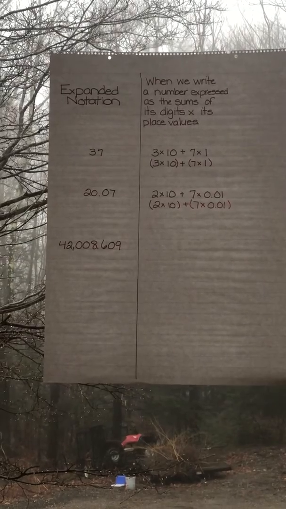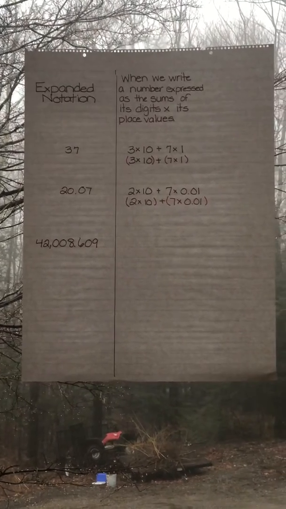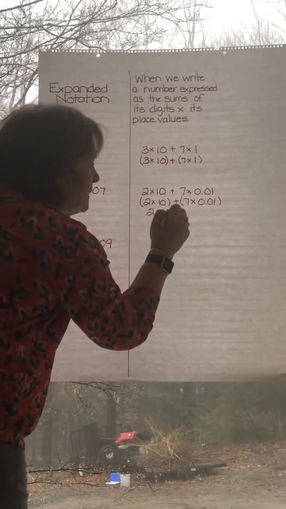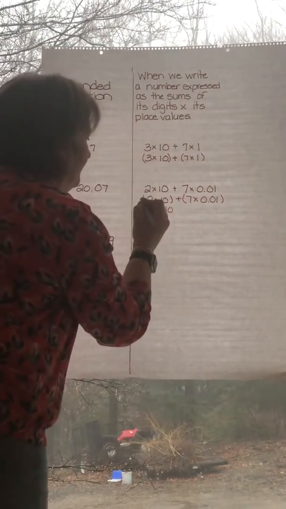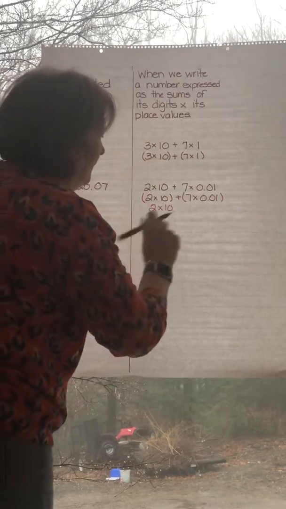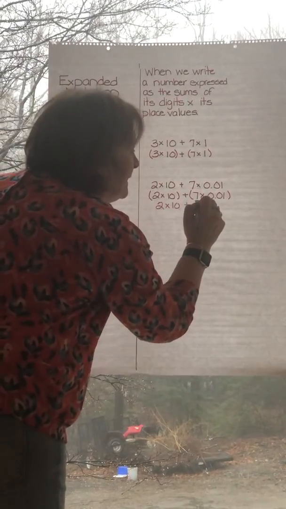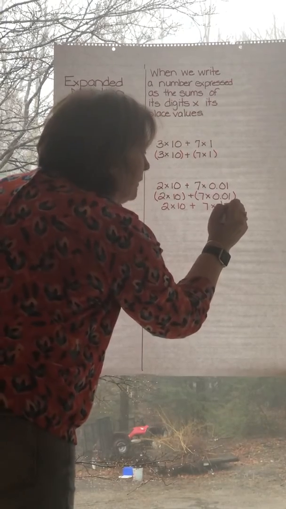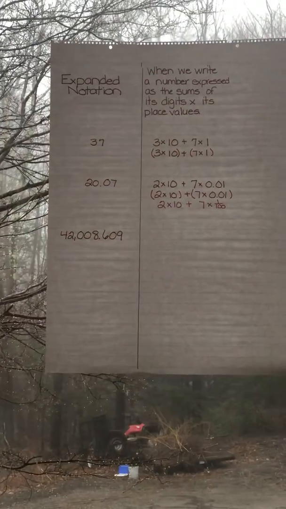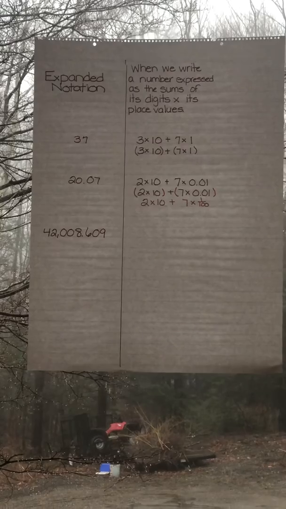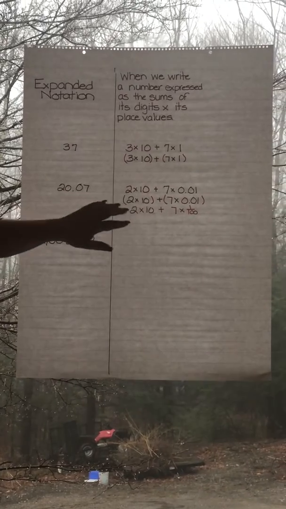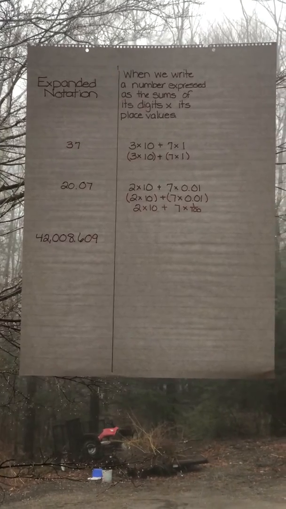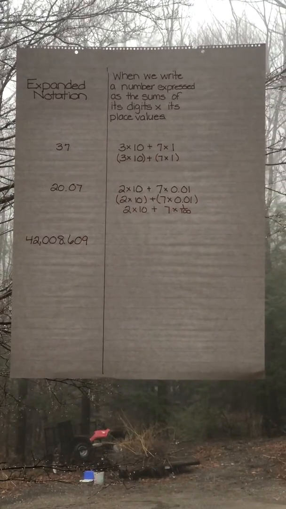And there's another way we can write that place value. We can say 2 times 10, I'll leave the parentheses off this time, plus 7 times 1/100. So you might see it like that as well. All three of these are expanded notation, or they can also be called expanded form.